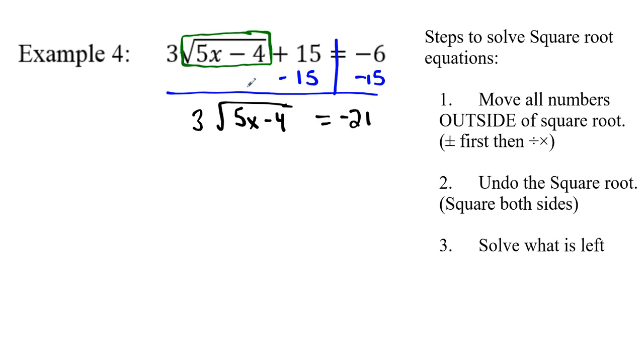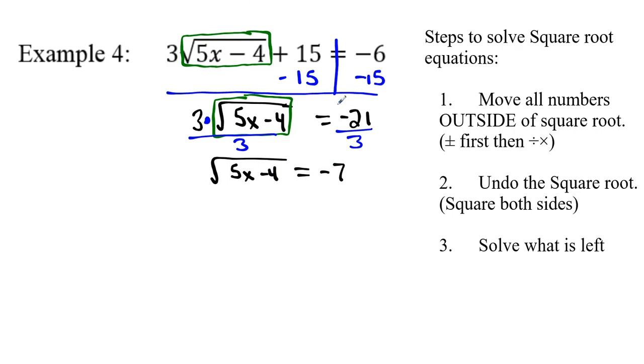Continue, and then, of course, get the radical by itself. If it's not yet by itself, we have the 3 that's being multiplied, so let's undo it by dividing both sides by 3. Now we have radical 5x minus 4 is equal to negative 7.